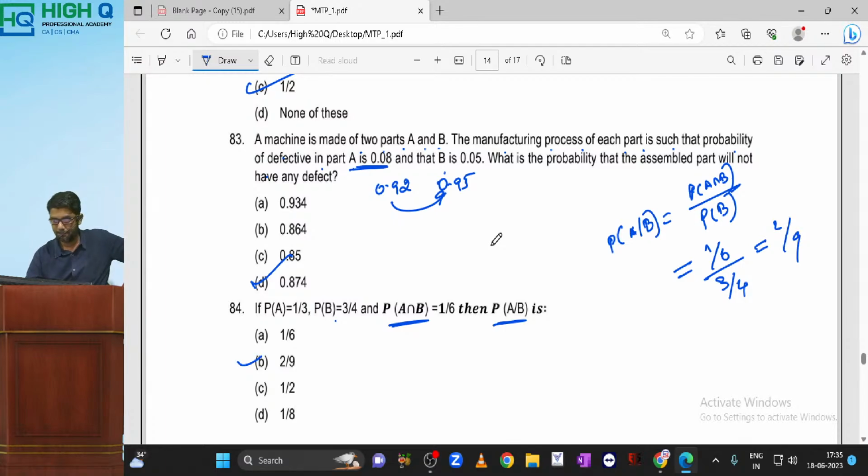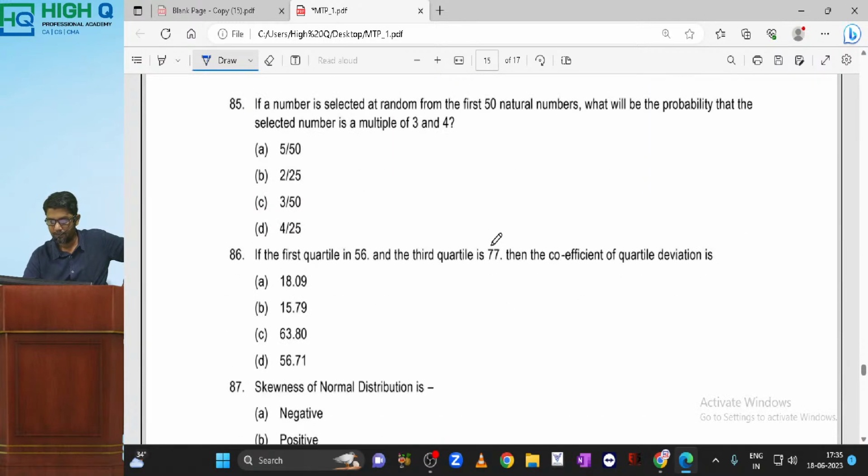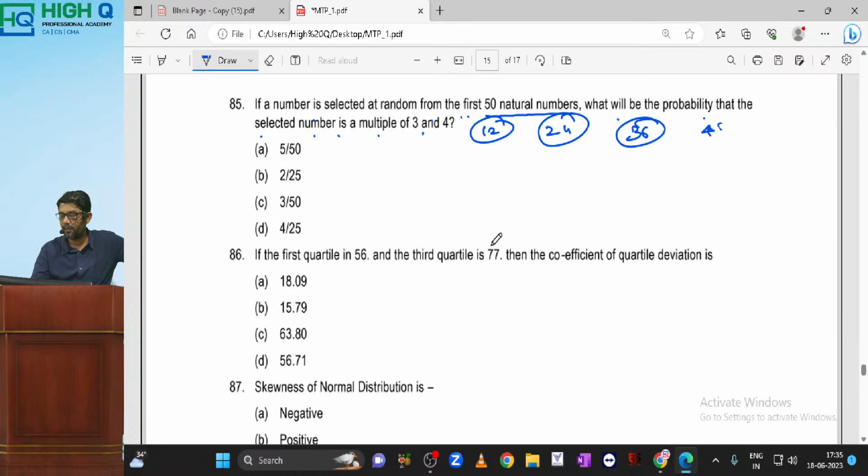2 by 9. If a number is selected at random from the first 50 natural numbers, what will be the probability that the selected number is a multiple of 3 and 4? What is a multiple of 3 and 4? 12, 24, 36, 48. Am I right, my dear? Say yes or no. That's it. 4 by 50.